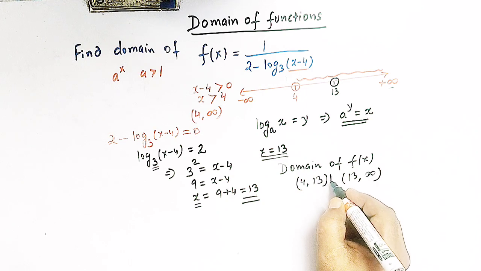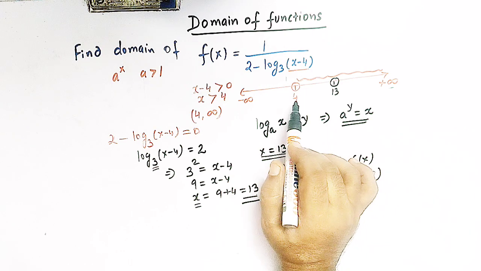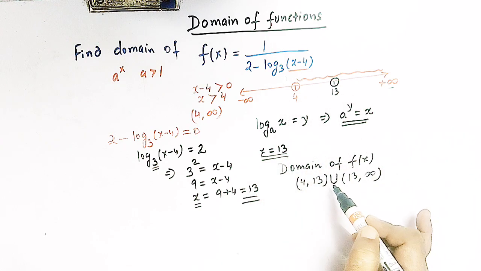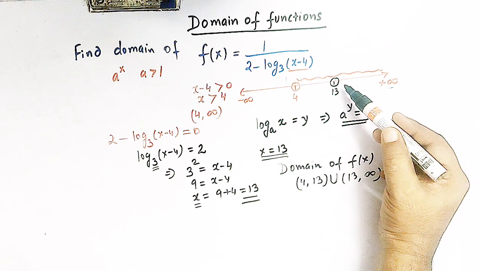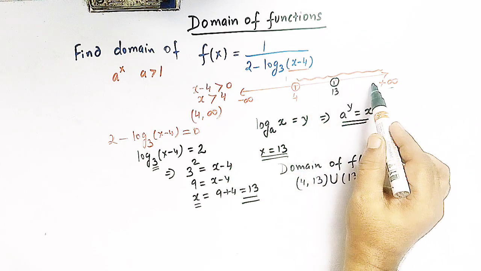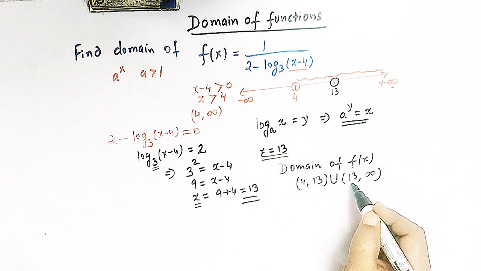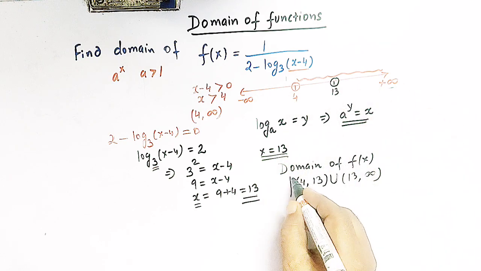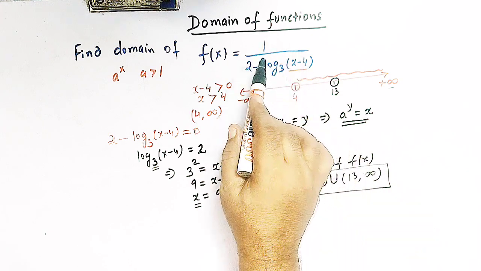And here we'll write the union. It means first we go from 4 to 13, and then we take the union, which means we include both these intervals, excluding 4 and 13. Here we have 13 to infinity. So this is the required domain of this function.